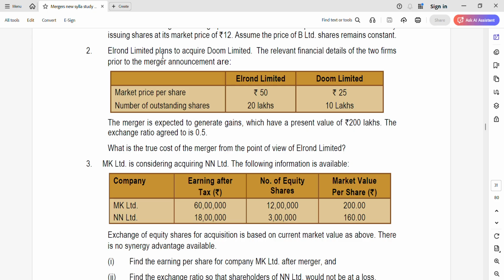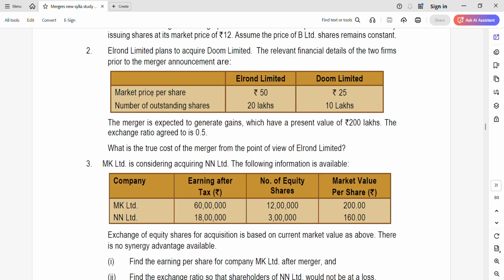So, Elron Limited plans to acquire Doom Limited. The relevant financial data of the two firms prior to the merger announcement are as follows. Market price per share and number of outstanding shares are given. The merger is expected to generate gains which have a present value of 200 lakhs. The exchange ratio is 0.5. What is the true cost of merger from the viewpoint of Elron Limited?